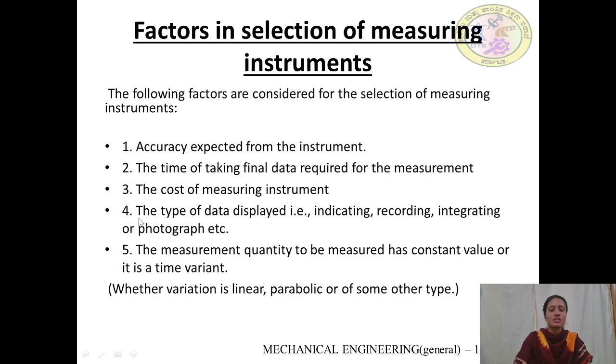Next, the type of data display: indicating, recording, or photograph. Indicating means digital, which gives just numbers, like calculators and weighing balances. Nowadays we are using digital indicating measuring instruments, such as digital vernier calipers and micrometers. Recording: we need to consider whether there is a need to record the output. And whether the instrument will give a photograph.